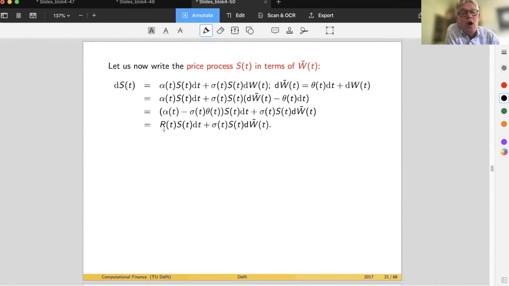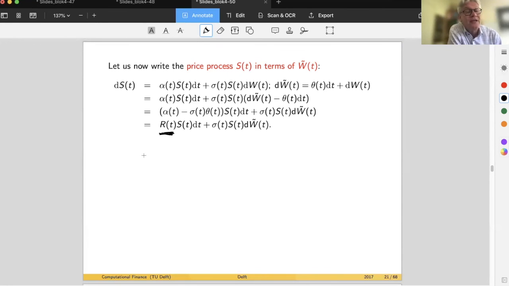So writing this out gives us dS_t is equal to R_t S_t dt plus sigma_t S_t dW tilde_t. So this is our price process in terms of the Brownian motion W tilde. This is our price process under the new measure P tilde. And what we see is that under this new measure, so in this fair world, if you wish, the drift term is replaced by the interest rate term R_t.